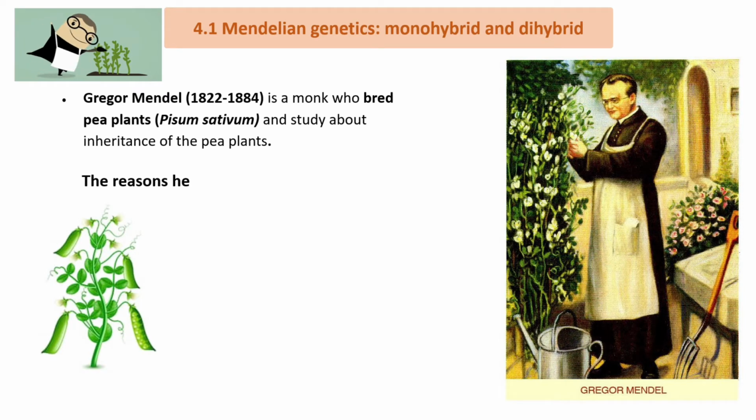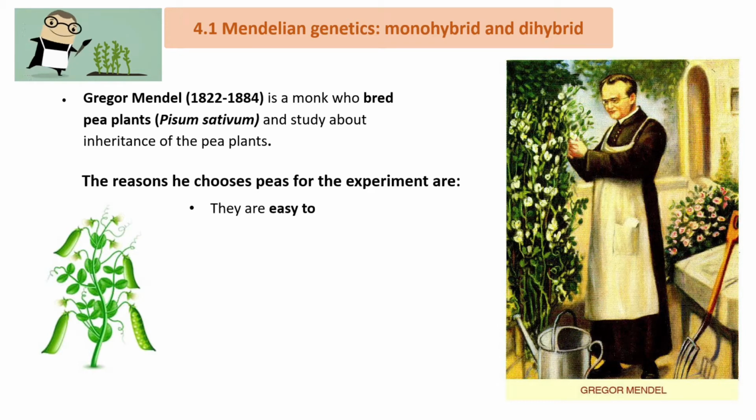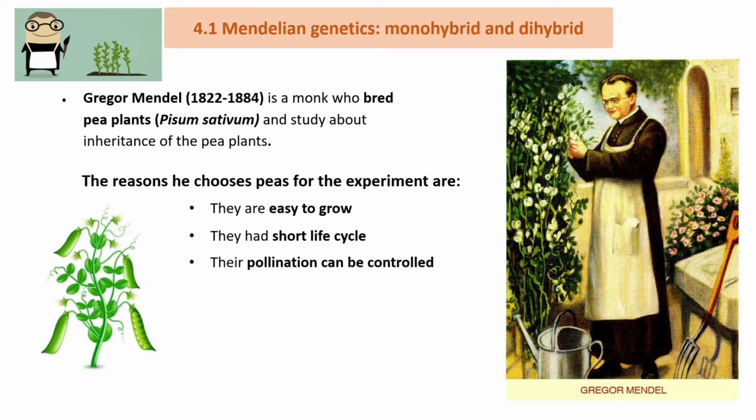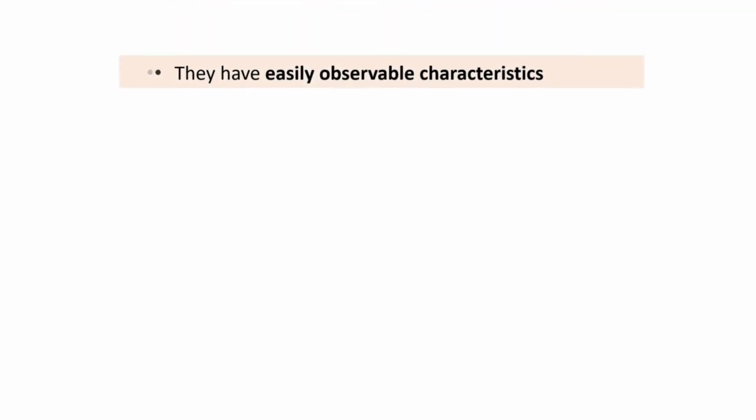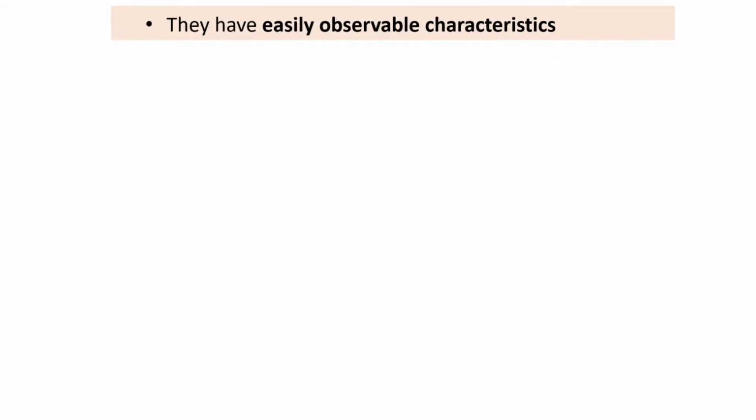The reasons he chose peas for the experiment are: first, they are easy to grow. Second, they have a short life cycle. Third, their pollination can be controlled. And the fourth reason is, they have easily observable characteristics. Mendel observed and studied seven characteristics of pea plants. Each characteristic has two contrasting traits.